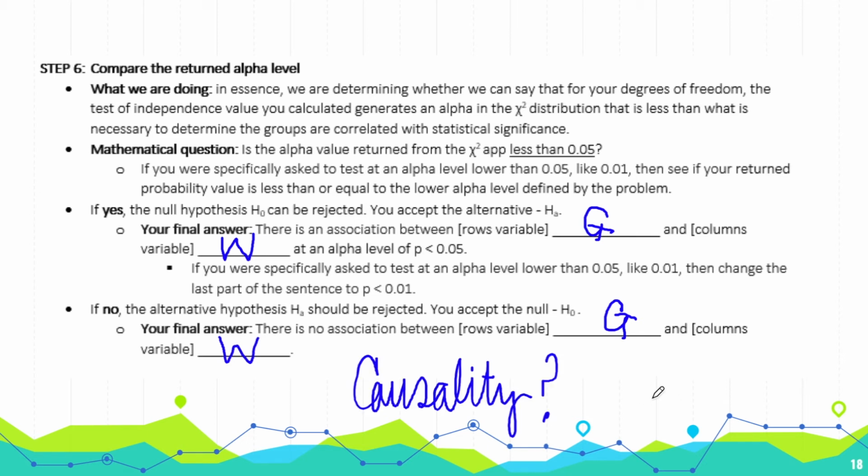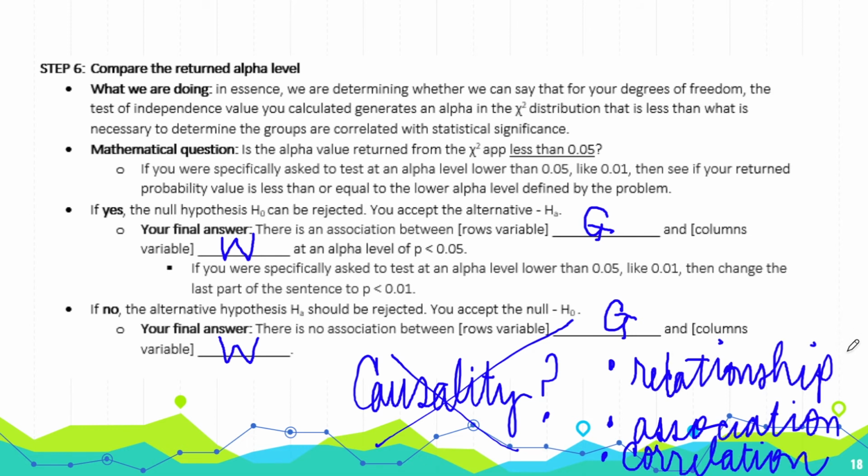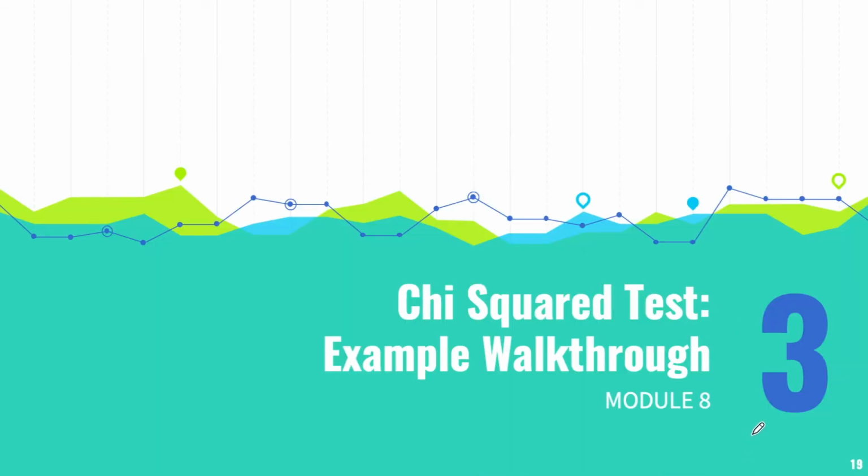As a reminder, can we determine causality such that gender causes your willingness to use a medication, or, in a physically impossible case, that somehow your willingness to use a medication causes your gender? Absolutely not. We cannot determine causality using this test. We can only use relationship, or association, or a correlation between two variables, but definitely not that one causes another. All right, let's do another example walkthrough.